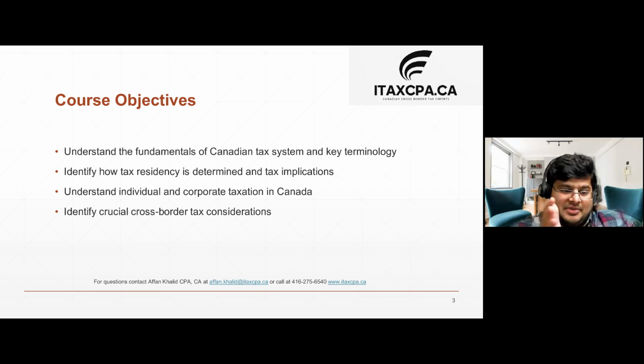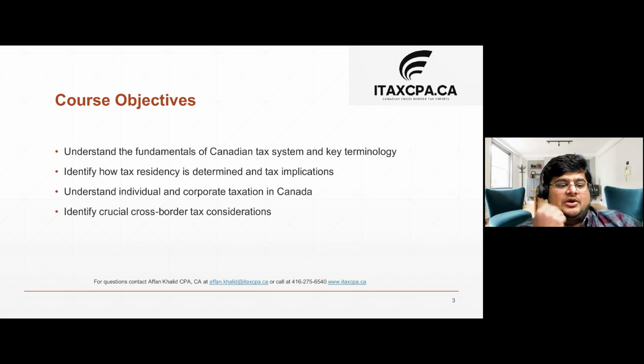So you will learn the basics about the Canadian taxation system. We'll talk about residency. Residency is very important because that determines the tax implication. If you have a US person moving to Canada, or a Canadian person moving to the US, a lot of taxation is based on residency, especially from a Canadian context.